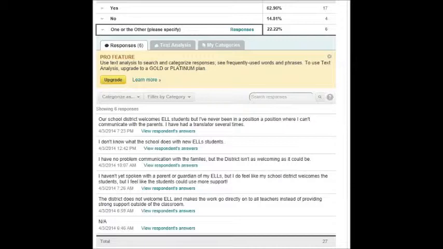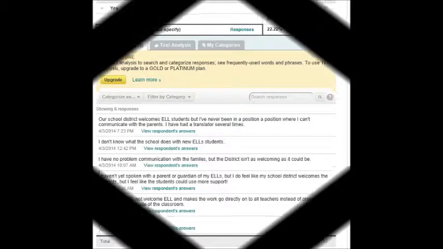In response to the last question, some teachers wrote in their answers. These answers ranged from good to bad in all ways, as some said the district welcomes ELLs and parent communication is good. Some said they don't even know what the school does with ELLs. And a few responded by saying that the teacher individually has no problem with ELLs, but the district is not very welcoming and should provide more outside support for ELL students.